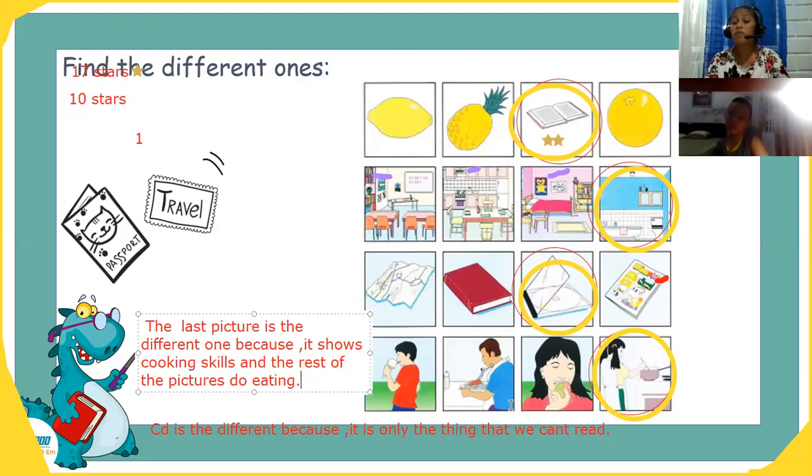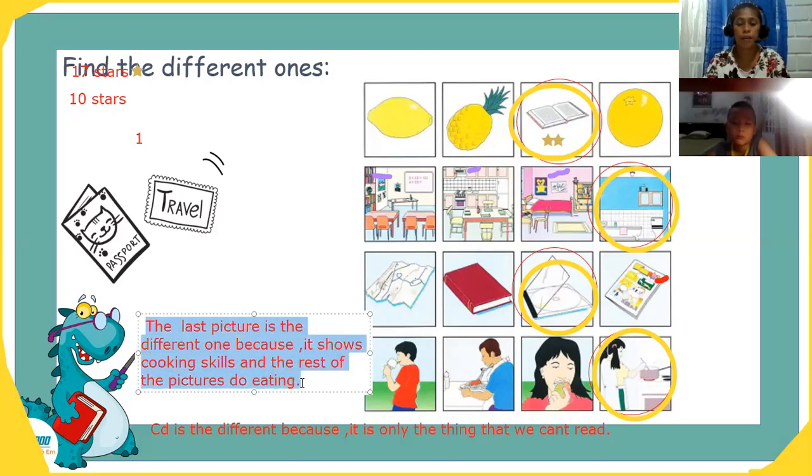Look at this one. But the rest of the pictures, 1, 2, 3, look at this one. The first picture, the boy is eating ice cream. The second picture, the man is eating noodles. And the third picture, the girl is eating an apple. So all three pictures show eating. But in the last one, the girl did not eat. She cooks. Okay?